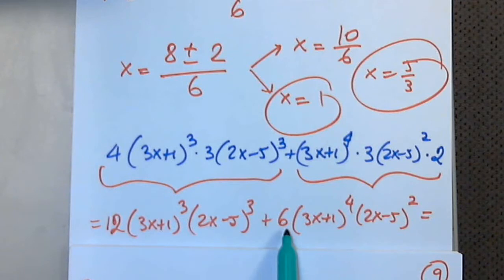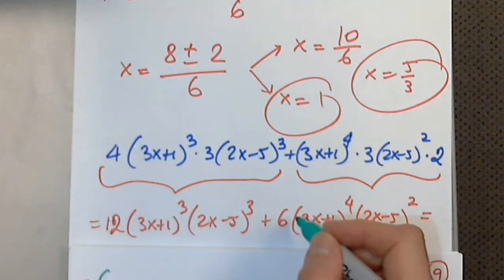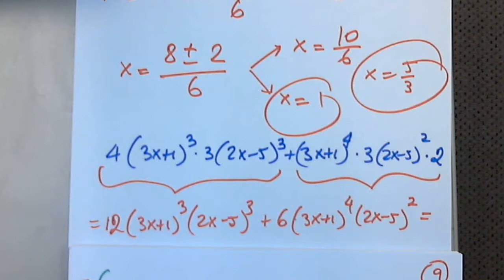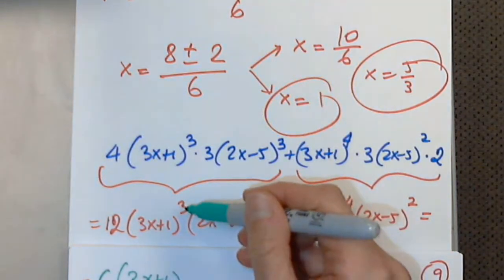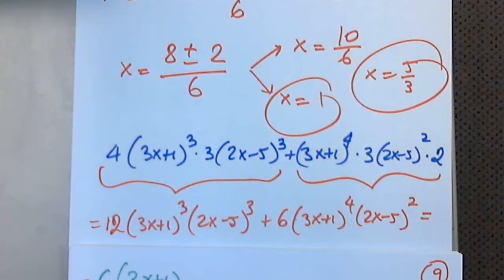So I see that they have in common a 6, because I'm looking at 12 and 6. What else do they have in common? (2x minus 5). Yes, but they also have (3x plus 1). Now, this is power 3 and this is power 4. Which one will I keep? I cannot keep 4. If you have 3 apples and I have 4 apples, we don't have 4 apples in common. We have 3 apples in common. So I have to choose the smallest of the 2 exponents, correct? Everyone? Okay. Then (2x minus 5) to which power? Exactly, the smallest of the 2.